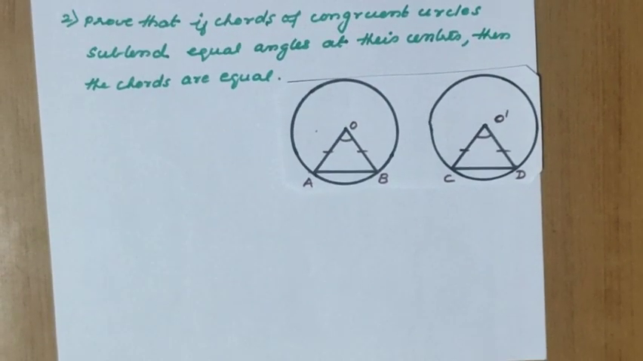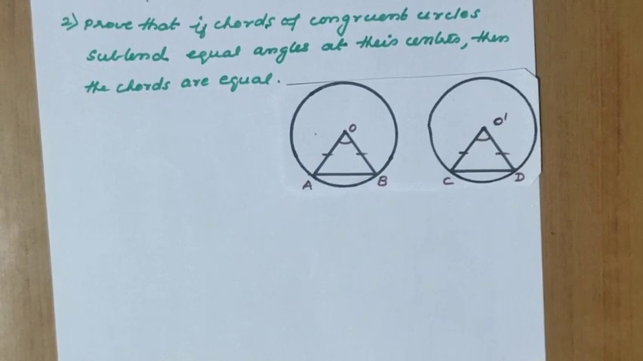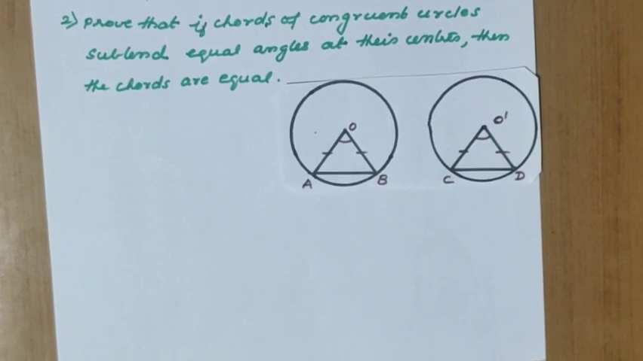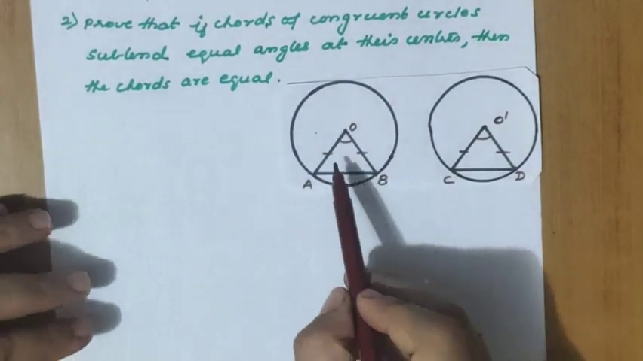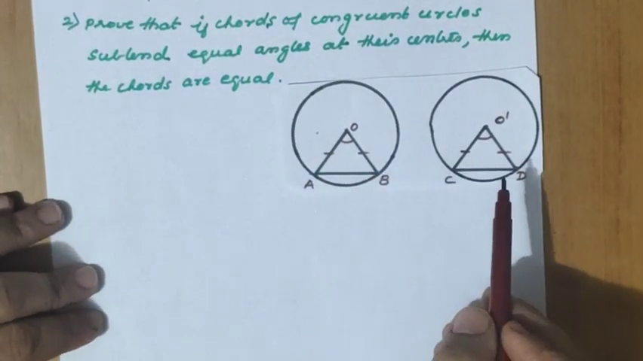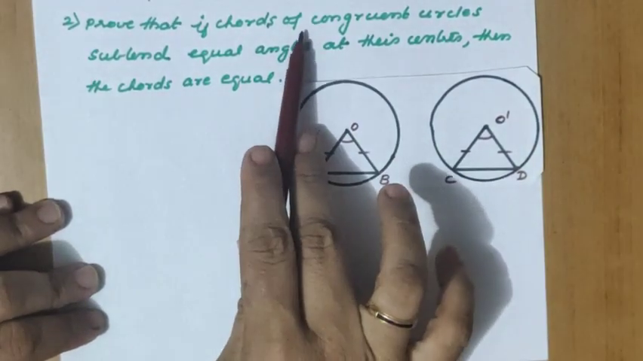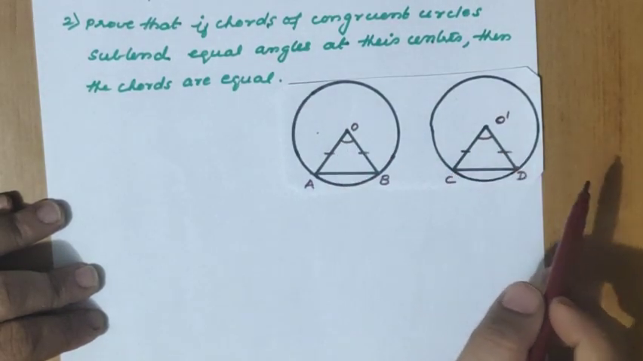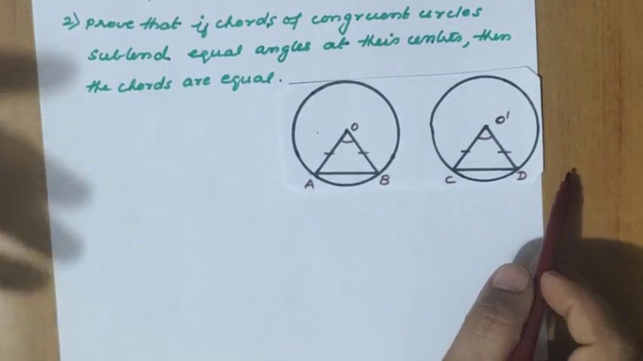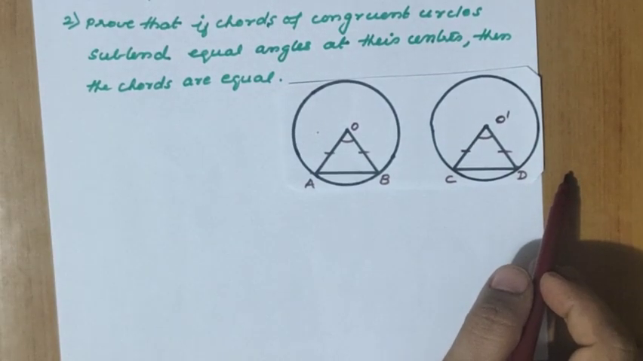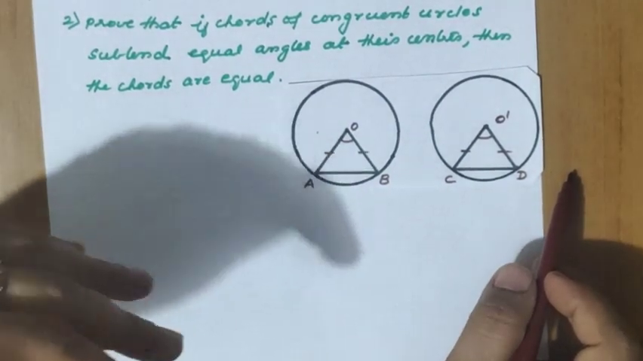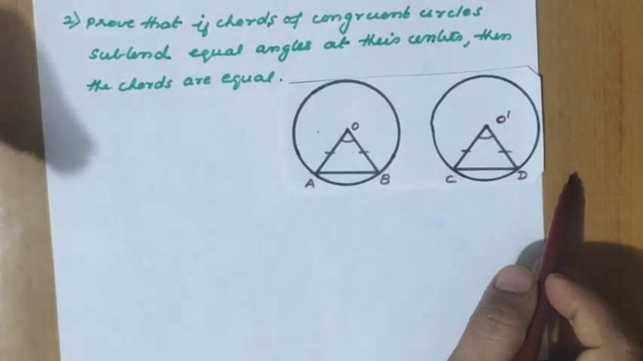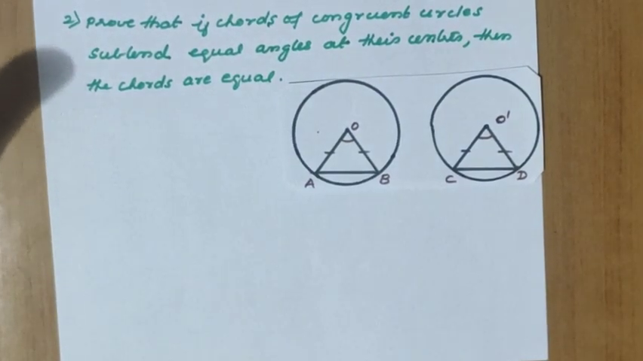Second question: prove that if chords of a congruent circle subtend equal angles at the centers, then the chords are equal. Again congruent circles only. So what is the concept? The radii are equal, and now it is making equal angles at the center. That means angle AOB equal to angle CO'D. Again, just like our theorem 10.2 only. Here it is a different circle, that is also a congruent circle we are taking. There we have taken only one circle.